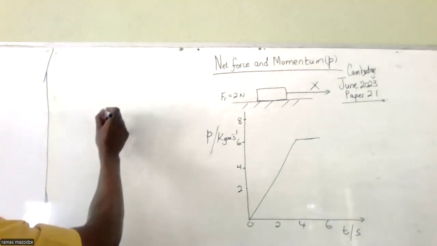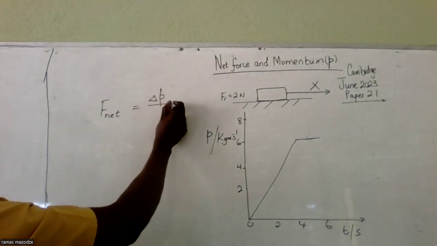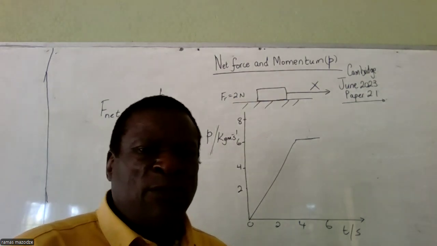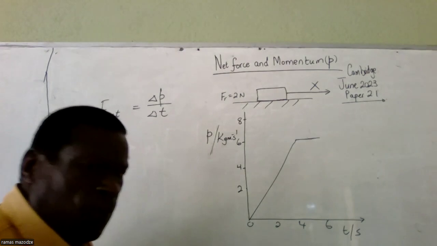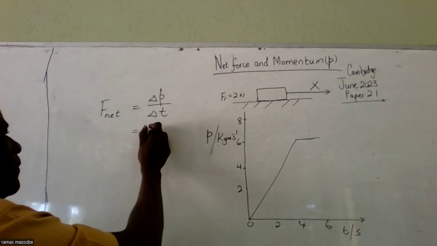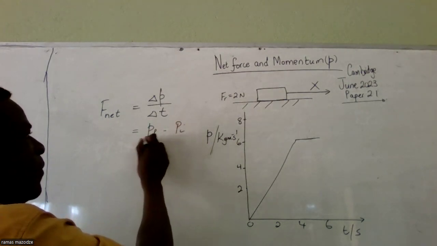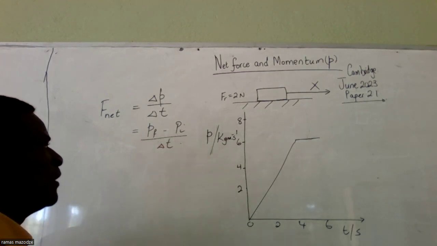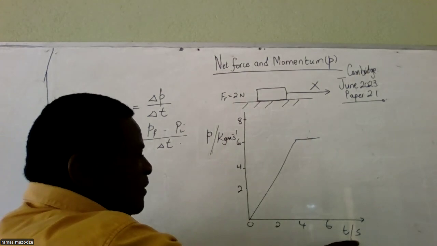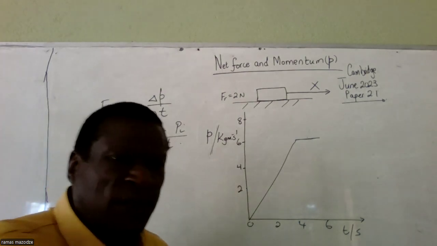So you can write F sub net is equal to the rate of change of momentum, the rate at which momentum changes. You can simplify this as the final momentum minus initial momentum over change in time. If you look at the graph, there's momentum on the vertical axis, and time on the horizontal axis.